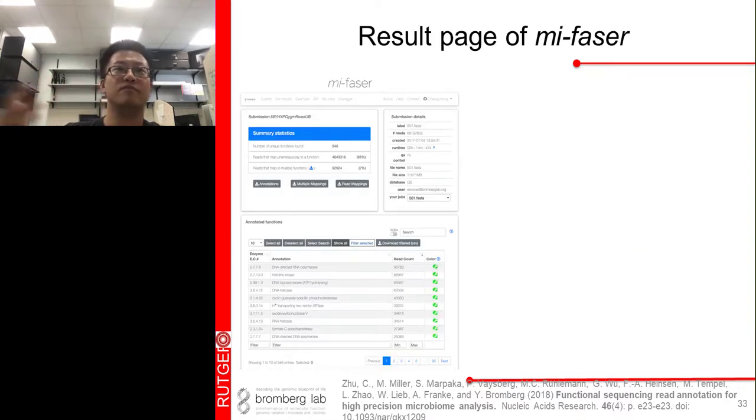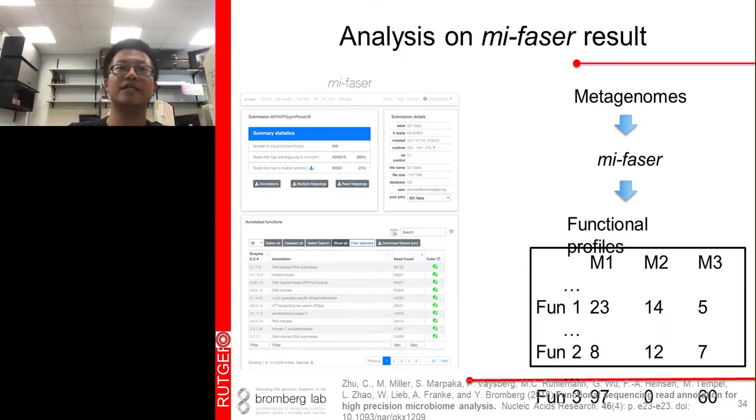So once your job is processed, the result looks something like this. On the top page, there are some statistics and descriptions of the job, and the bottom is the read abundance table. Each line indicates one function. Here, all the functions are reliable because they are experimentally verified. And then you have the number of reads that mapped to this function. So the idea is, with MyPhaser, we can turn your metagenomes into functional profiles.